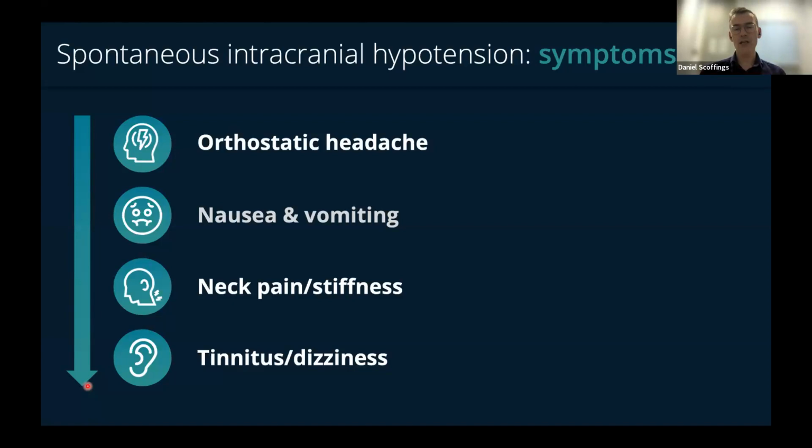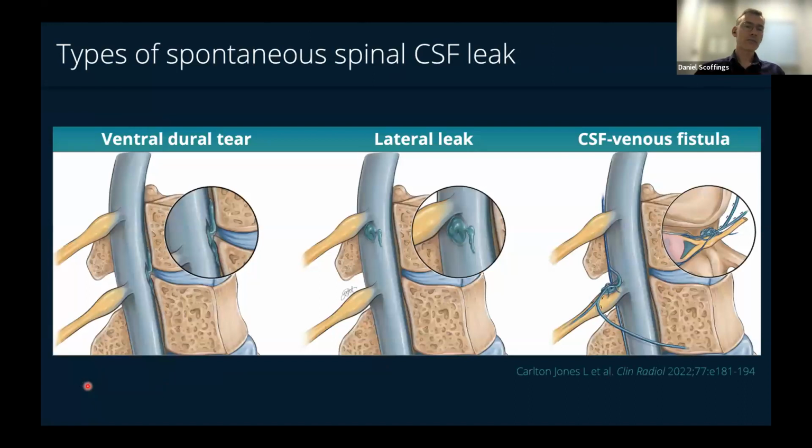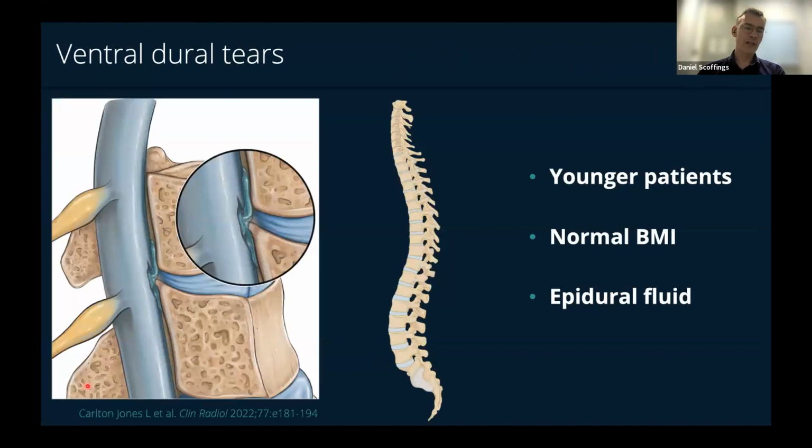So what causes this? Well, we'll see this picture again, but there are three broad types of spontaneous spinal CSF leak: ventral dural tears, lateral leaks, and CSF to venous fistulas. So first of all, ventral dural tears. These occur as a result of little osteophytic spurs or little bits of calcified disc that pierce the dura like a knife, allowing CSF to leak out.